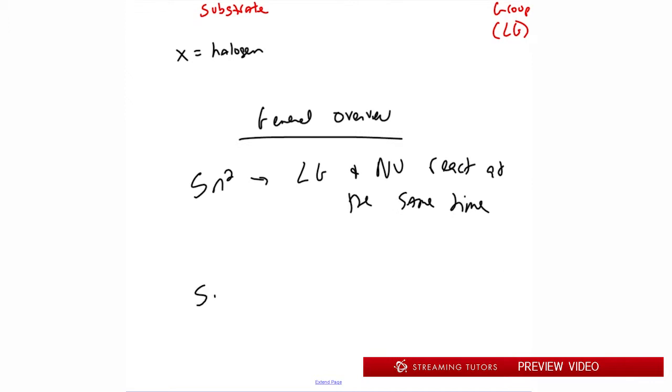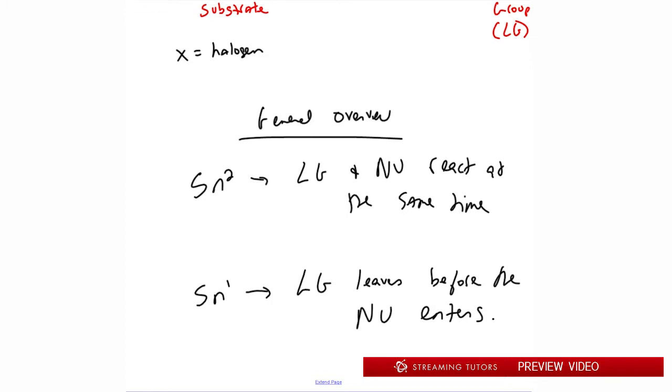But for an SN1, it's different. The leaving group leaves completely independent of the nucleophile, and once it's gone, then the nucleophile comes in. That's known as an SN1. So the leaving group leaves before the nucleophile bonds to the substrate. Let me write bonds, it's probably better than enters. So a nucleophile bonds to the substrate.